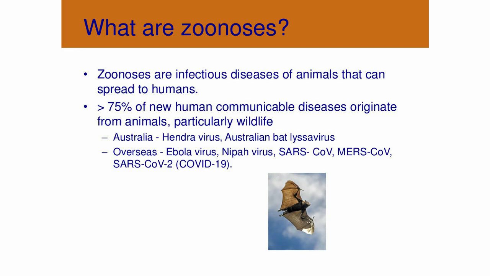And emerging zoonoses overseas have included Ebola virus, Nipah virus, which is very closely related to Australia's Hendra virus, and severe acute respiratory syndrome, or SARS, Middle East respiratory syndrome, or MERS, and COVID-19. And these last 3 are all caused by coronaviruses, and they've all originated in bats.